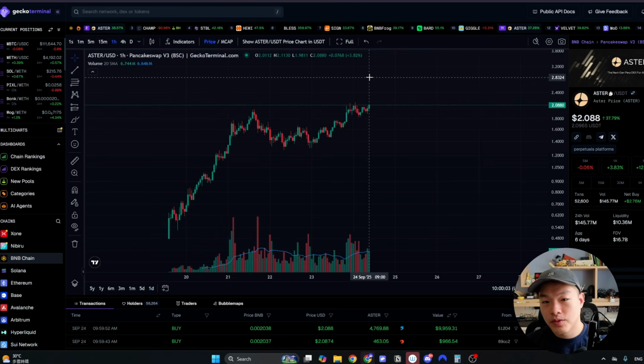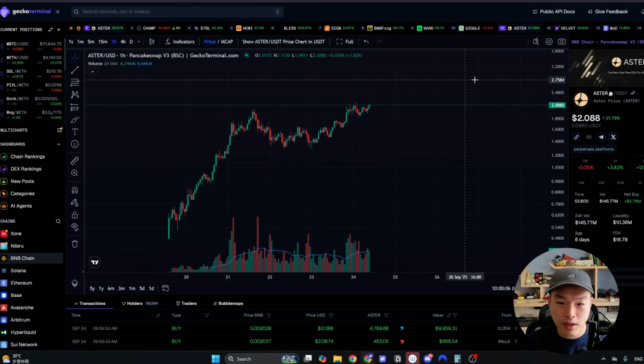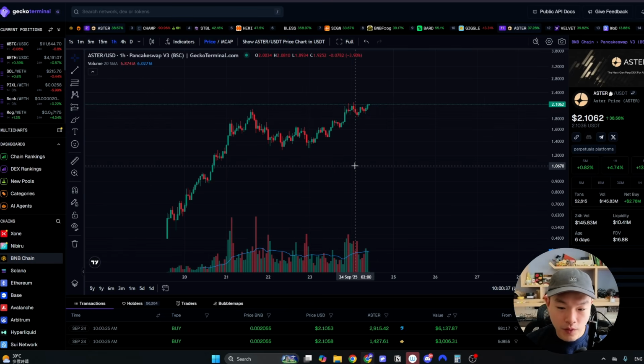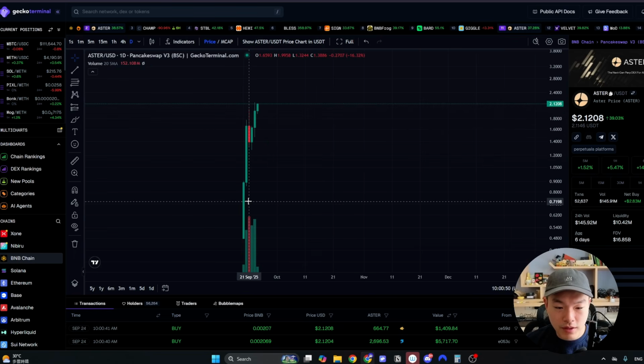And the perfect example of using this setup is with a token like Aster. Aster is a perps DEX platform that is backed by Binance, and it has been one of the hottest tokens recently. You can see the price action has been aggressively moving higher, right? And if you look at the daily volume, it has been quite high, more than like 100 million, right? The liquidity is sitting at 10.42 million right now. And of course, this could go up or go down.